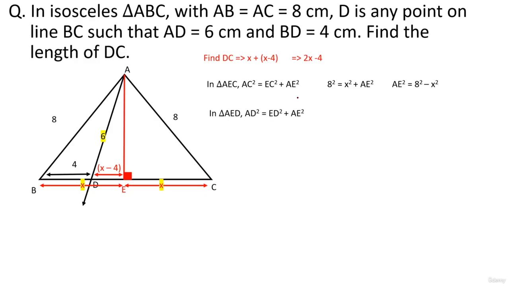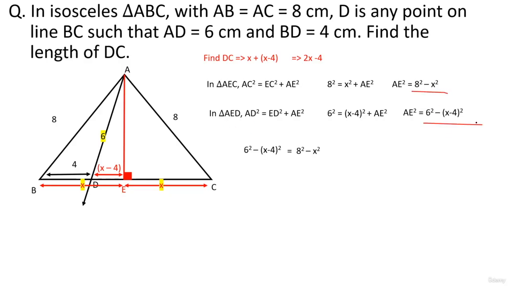Same way, let's consider triangle ADE, guys. This small triangle here, this thinnest triangle here, right? In this, you can apply Pythagoras theorem. So AD square will be ED square plus AE square. ED is X minus 4 and AD is 6. So AE square is 6 square minus X minus 4 square. Just equate these two equations for AE square.